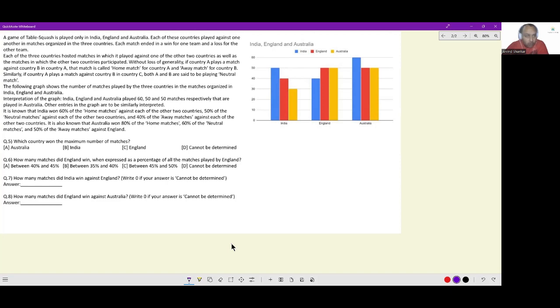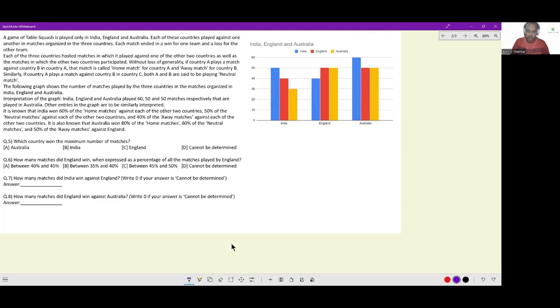Each of the 3 countries hosted matches in which it played against one of the other 2 countries as well as matches in which the other 2 countries participated. Without loss of generality, if country A plays a match against country B in country A, that match is called a home match for country A and an away match for country B. And similarly, if country A plays against country B in country C, both A and B are said to be playing a neutral match.